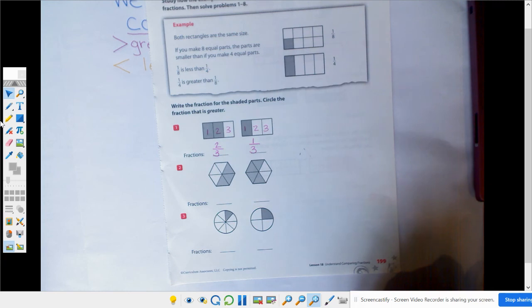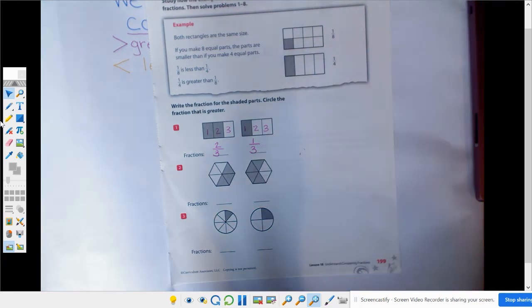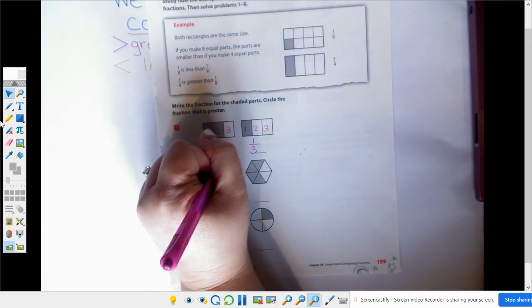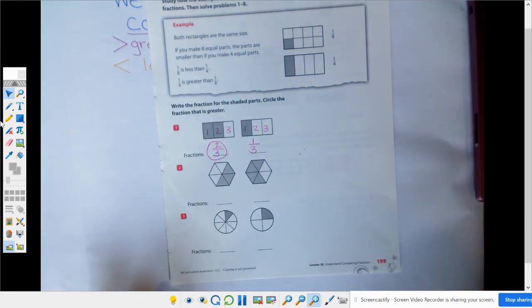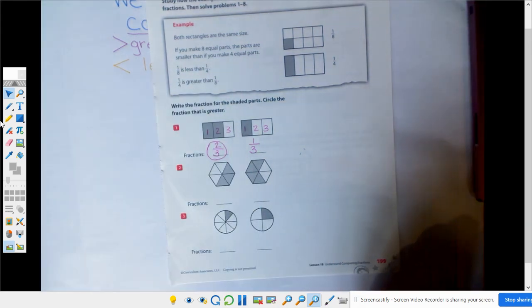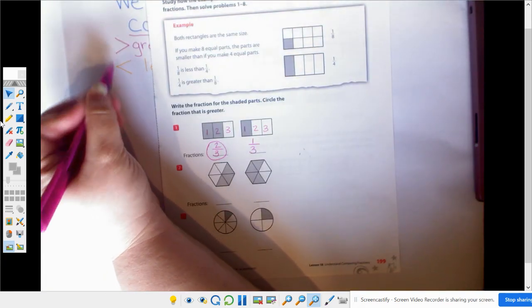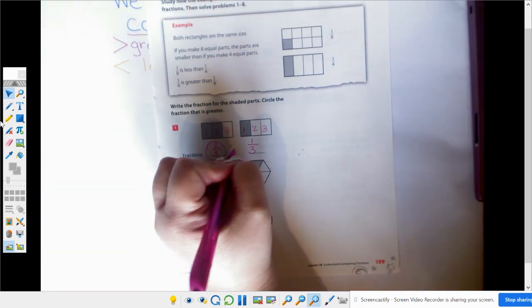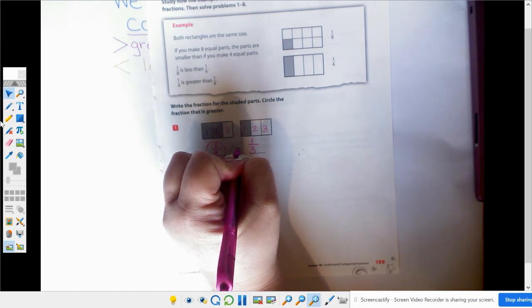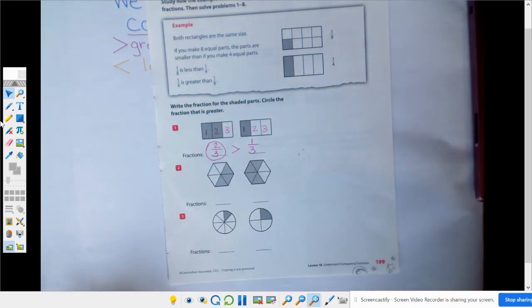It said circle the fraction that is greater. Well, 2/3 is greater than 1/3. If I wanted to use symbols, it did not ask you to do this, but if I was using my greater than, less than symbols, I would say that 2/3 is greater than 1/3. Okay?